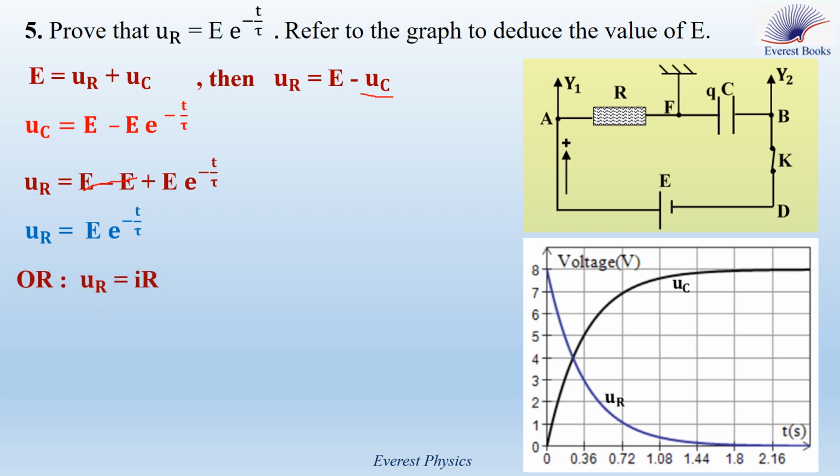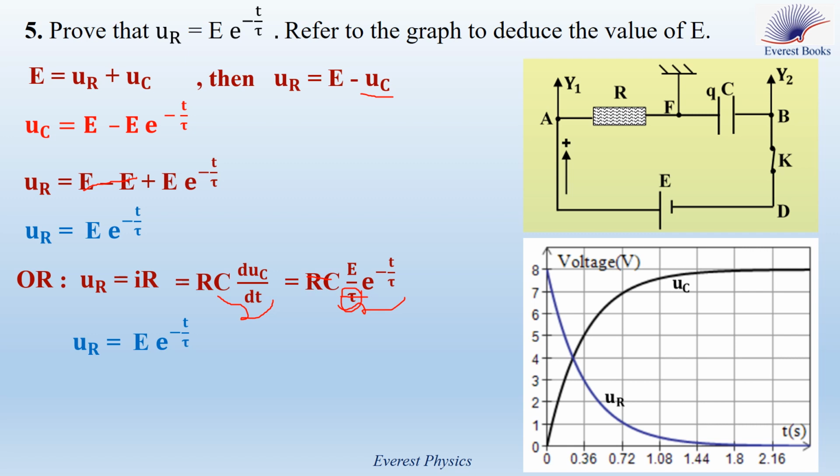Also, we have another method to prove the expression of UR. We have UR is equal to I times R, but I is equal to C dUC by dt, and dUC by dt is equal to E over tau exponential minus t over tau, and tau is equal to RC, so RC over tau becomes 1. Therefore, UR again is equal to E exponential minus t over tau.